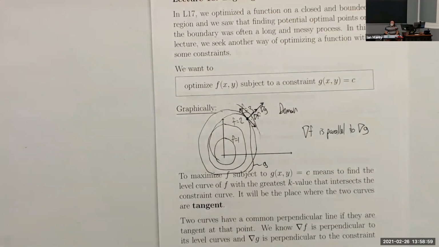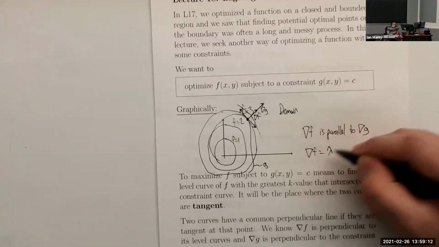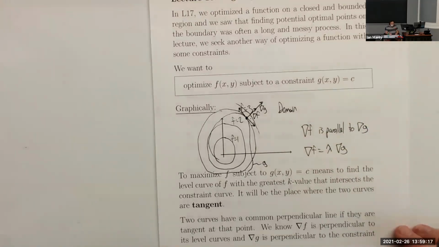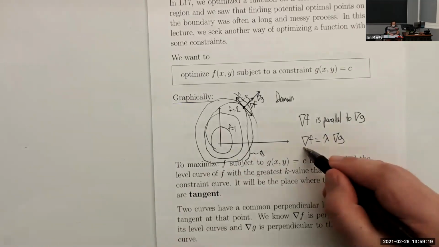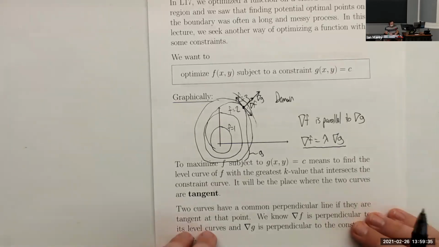Now, when two vectors are parallel to one another, that means that one is a scalar multiple of the other. That's what it means when two vectors are parallel. So that means that the gradient of f is going to be some constant, which is traditionally called lambda, times the gradient of g. And this is what we're going to be looking at in today's lesson. We're going to use the fact that the gradient of f needs to be a multiple of the gradient of g, and that's going to limit what our x and y values are going to end up being. So that's kind of the overall philosophy of what we're talking about today.